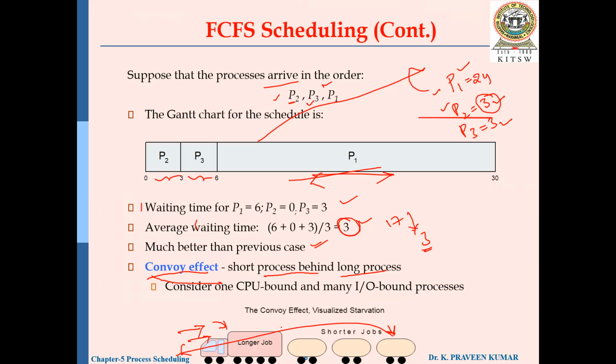Such a problem we call the convoy effect. Process 2 needs very short burst time, process 3 needs short burst time, but these two are waiting for P1 to complete. Such situations we call the convoy effect.